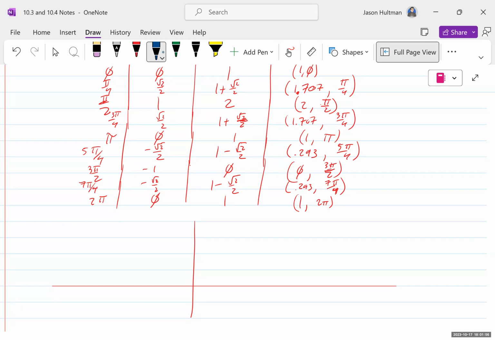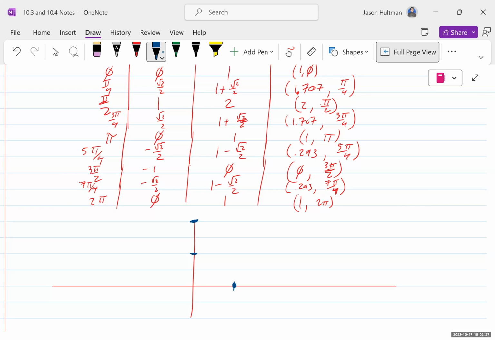Okay, 1, 0. Where's 1, 0? R is 1. The radius is 1, but the angle is 0. That's going to be here. Maybe we'll make 1 go out 2 spaces. Make 1 a big one. Here's 1 and here's 1. Okay, and so we get that point there. And then this is going to be 2 up here.